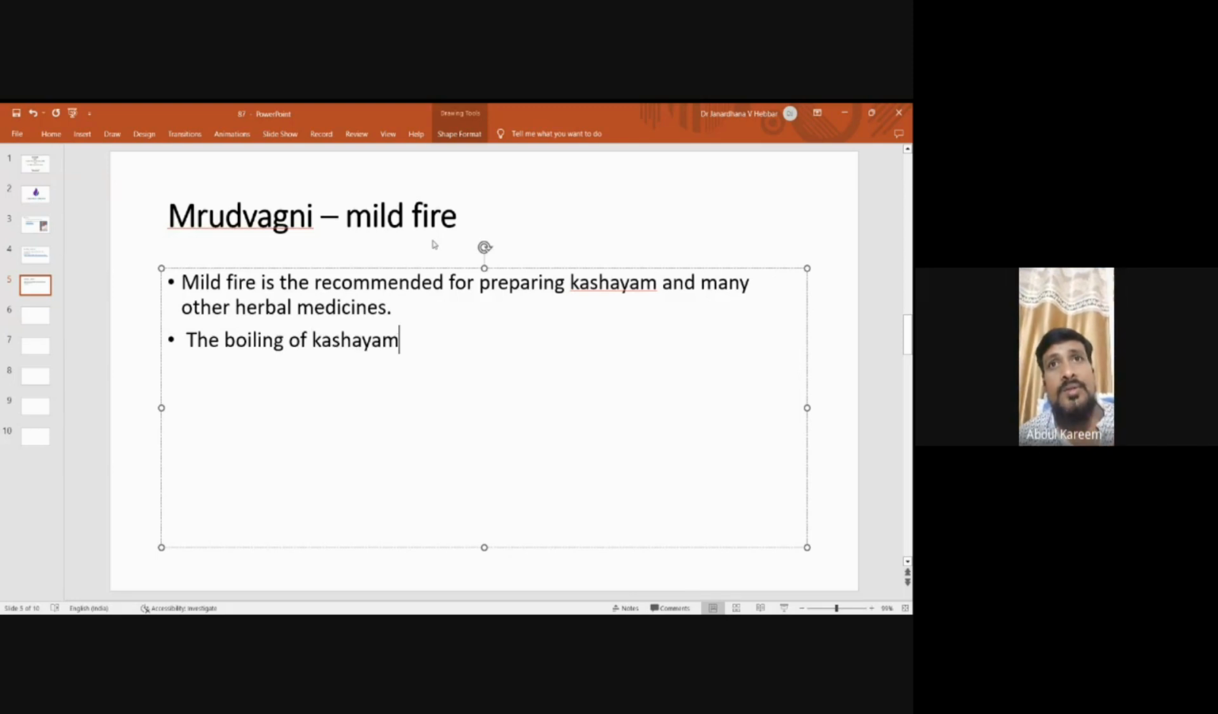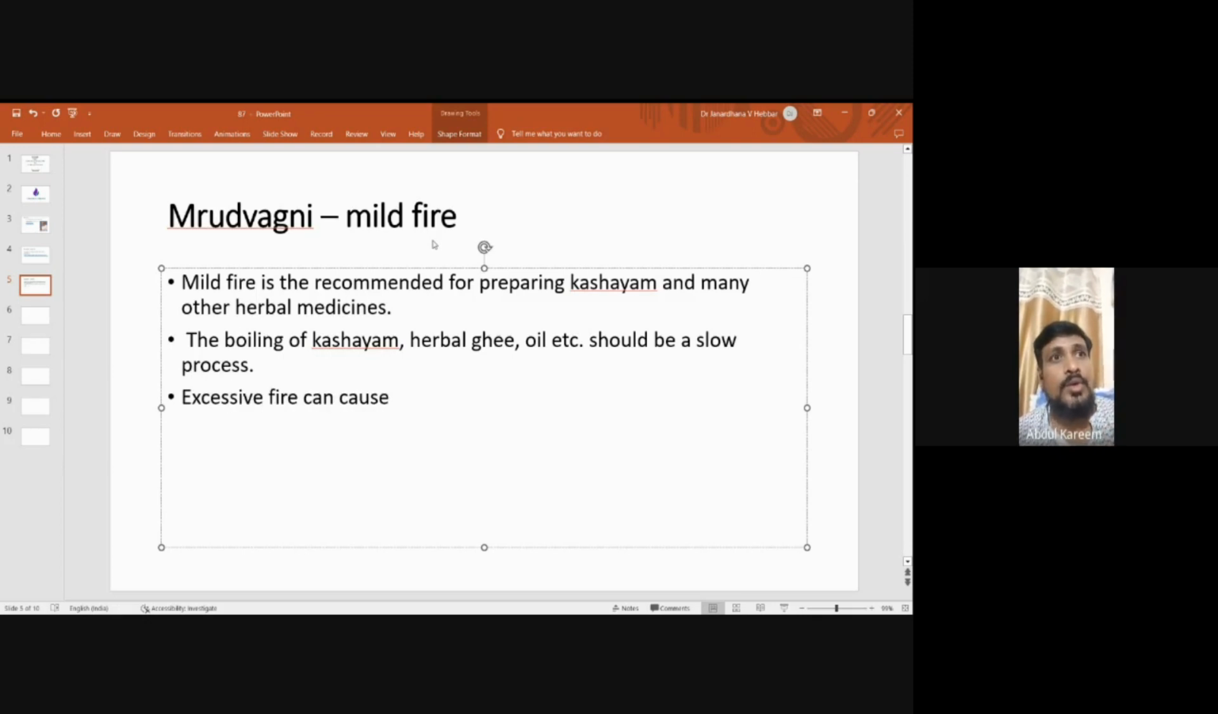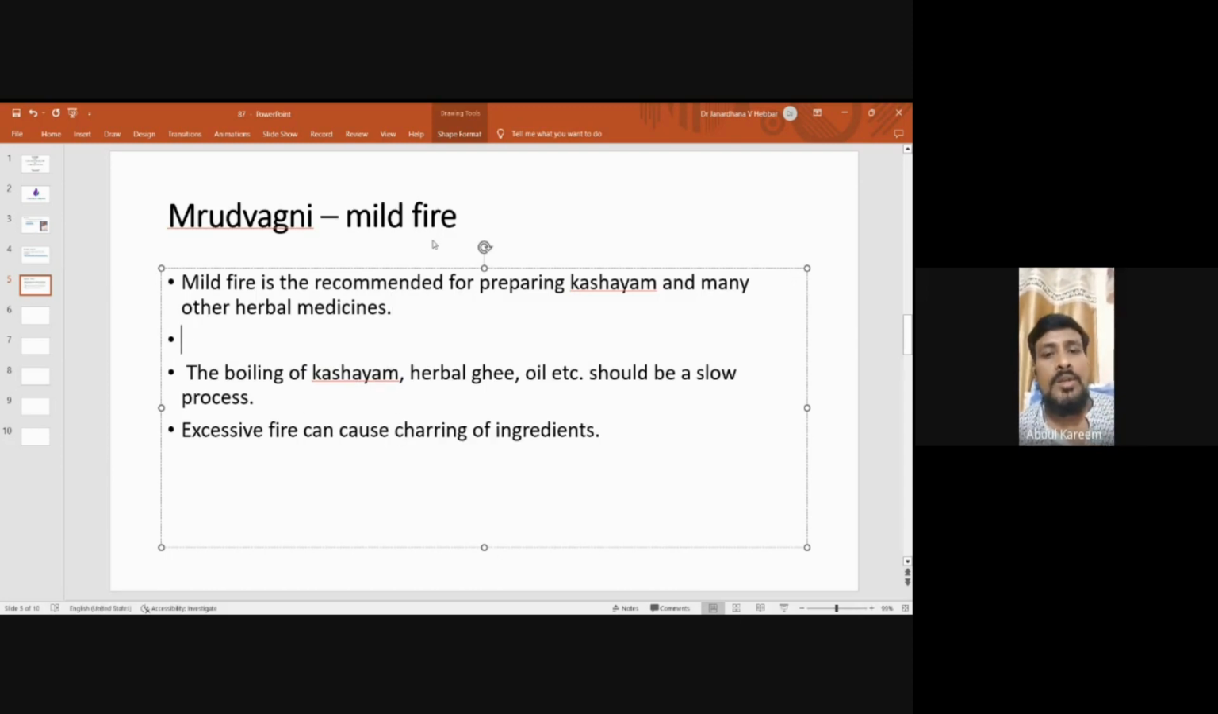In that context, totally six types of Agni have been explained. The last one is Mridu Agni. The first one mentioned is Deep Agni. Deep Agni means the temperature which comes out from a lamp, Deepa. Mridu Agni is a minimum of 100 degree temperature, because it is the boiling temperature. Mridu Agni means we should always prepare at the boiling temperature itself, and we should wait for that.